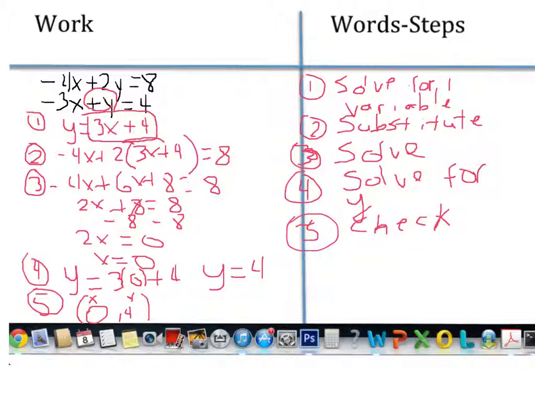So if we plug those back into both of the equations, we already know it works in the second equation where we solved for y. We've already checked that one. And then the first equation, if we plug in negative 4 times 0 plus 2 times 4, we do get it equal to 8, so that also checks, and therefore 0, 4 is the solution where these two lines will intersect.